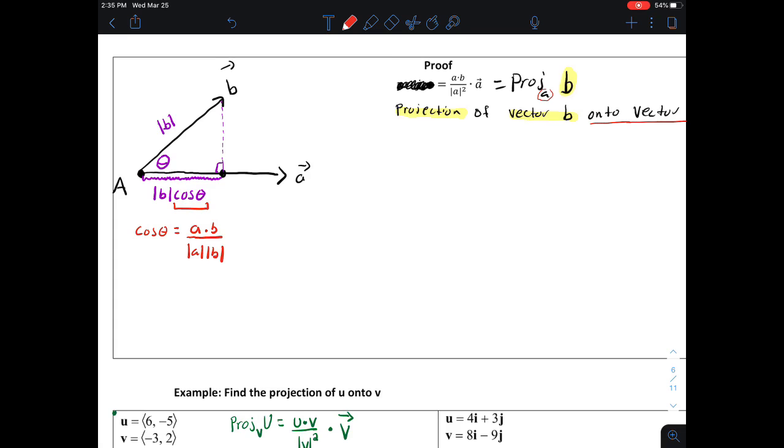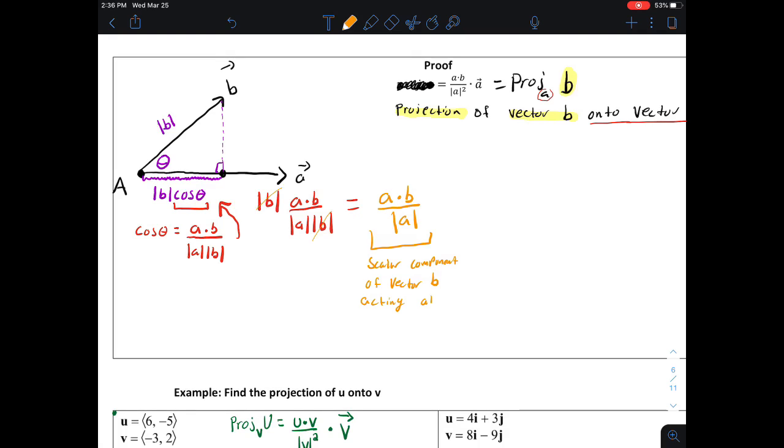And so I'm going to put that back up here and rewrite. The magnitude of B, and this is all tying into the projection of B onto A without actually having to find the angle in between the two vectors, times A dot B divided by the magnitude of A times the magnitude of B, which I can simplify. The magnitudes of B are going to cancel if I multiply those together. And so that simplifies to A dot B divided by the magnitude of A. And so this here is the scalar component of vector B that acts along vector A.